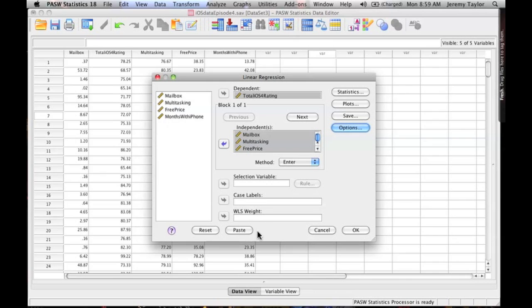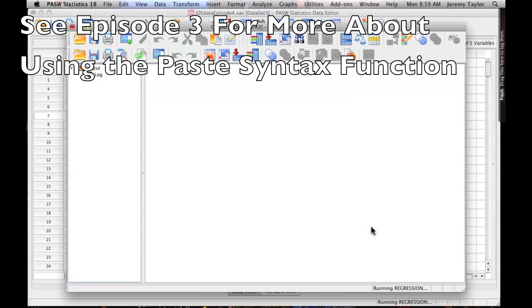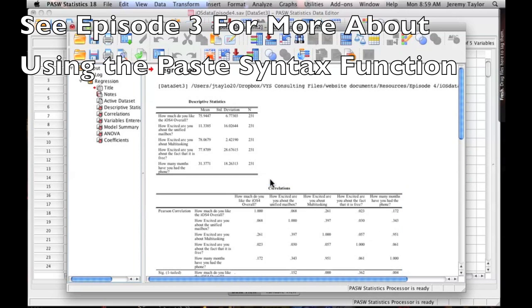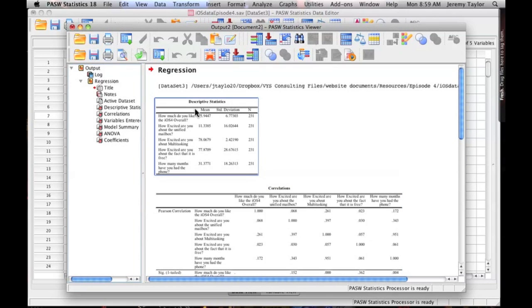Now, once you have your variables in place, you can click OK. You can also press paste to paste the syntax, but in this case, we'll just press OK, and we have ourselves an output. Now, since we selected descriptives, the first thing we see in our output is that.